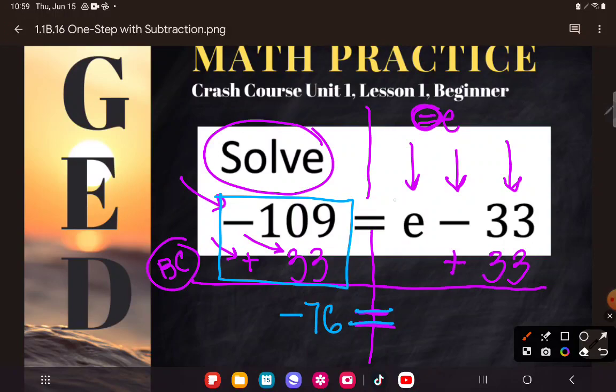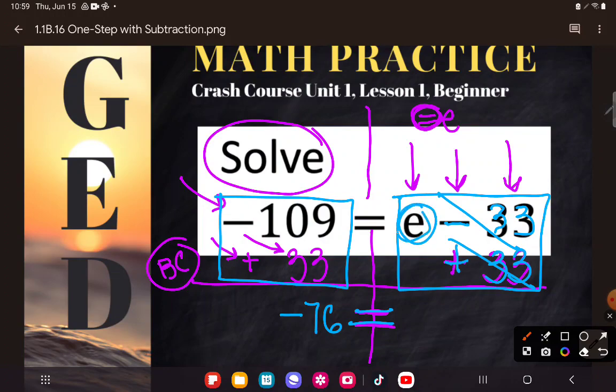Then how about the new right-hand side? Remember, look up. Don't try to memorize. Mathematicians are great memorizers, but we need to be math reasoners. So I'm looking up here, and I'm seeing that I subtracted 33, but then I added it back in. And since those things are opposites, they will cancel each other out. They'll negate each other. And then the only thing that'll be left is this E, this mystery number. And now you see E is alone.